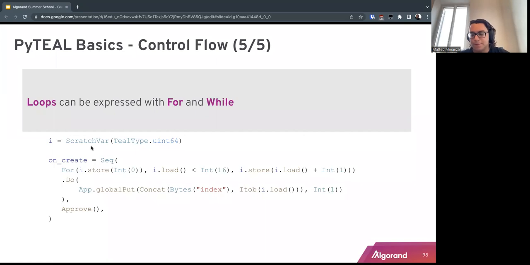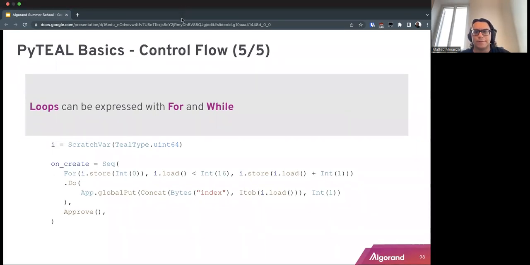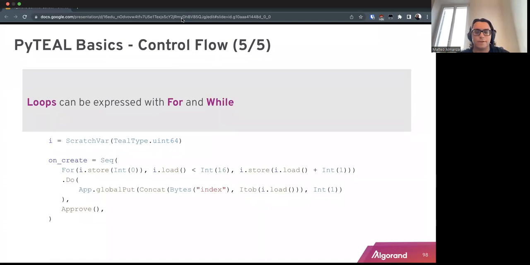If you remember, in the AVM, other than the stack, we have this scratch space, which is a place where we can put up to 256 values. And it's just a contiguous array, so we just need to have an index. But all this is kind of hidden in PyTeal.